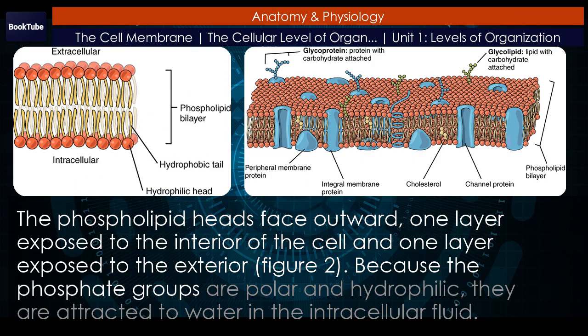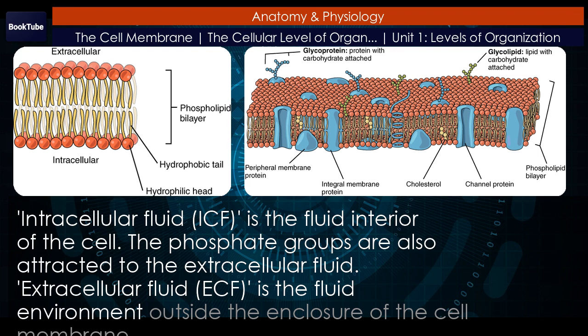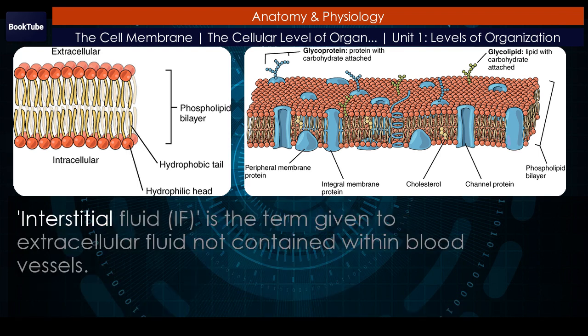Because the phosphate groups are polar and hydrophilic, they are attracted to water in the intracellular fluid. Intracellular fluid, ICF, is the fluid interior of the cell. The phosphate groups are also attracted to the extracellular fluid. Extracellular fluid, ECF, is the fluid environment outside the enclosure of the cell membrane. Interstitial fluid, IF, is the term given to extracellular fluid not contained within blood vessels.